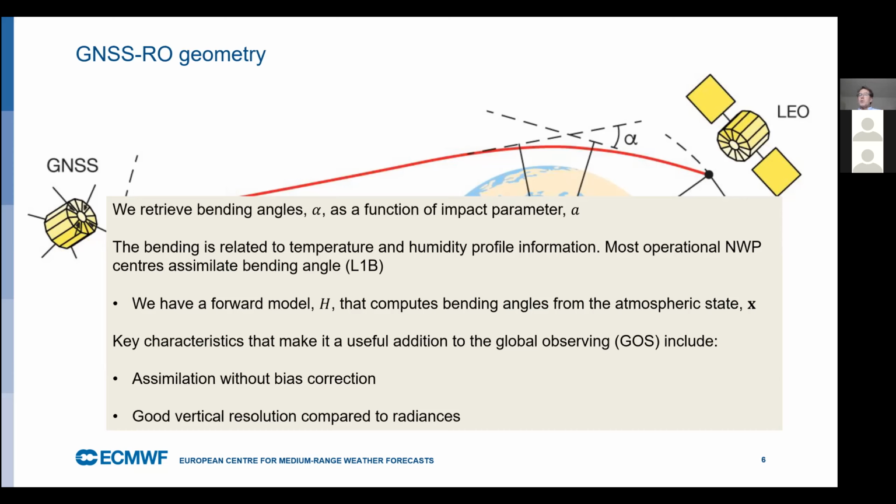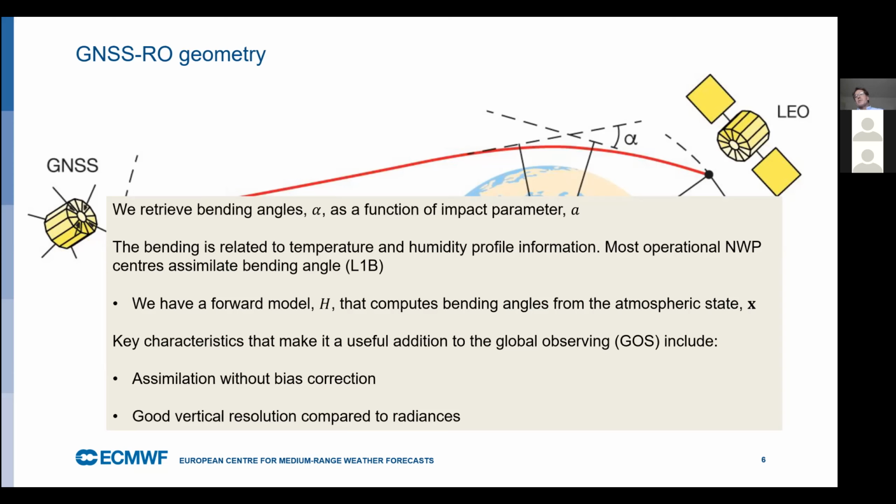So we have to have a forward model that computes from our atmospheric state, so our temperatures, our humidities and pressures, the bending angles as a function of impact parameter, as part of our NWP system.